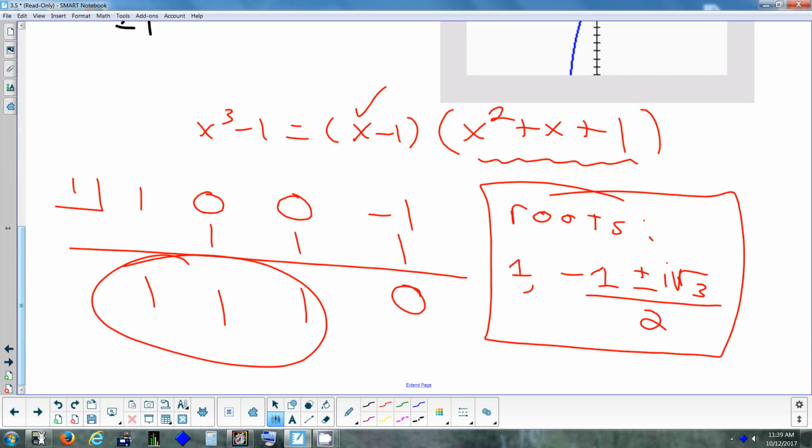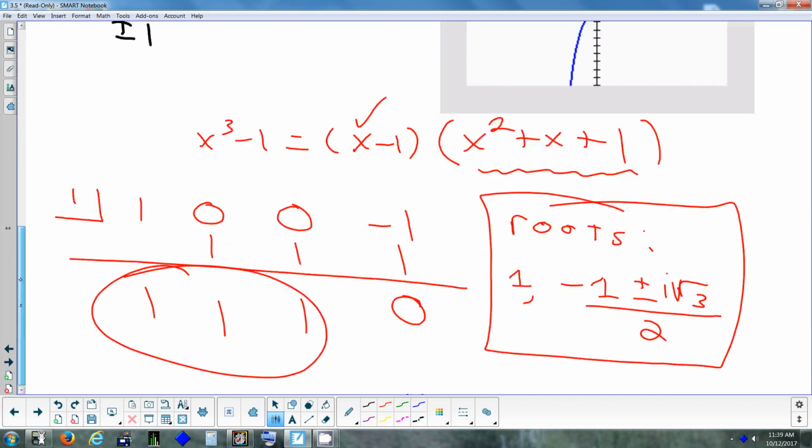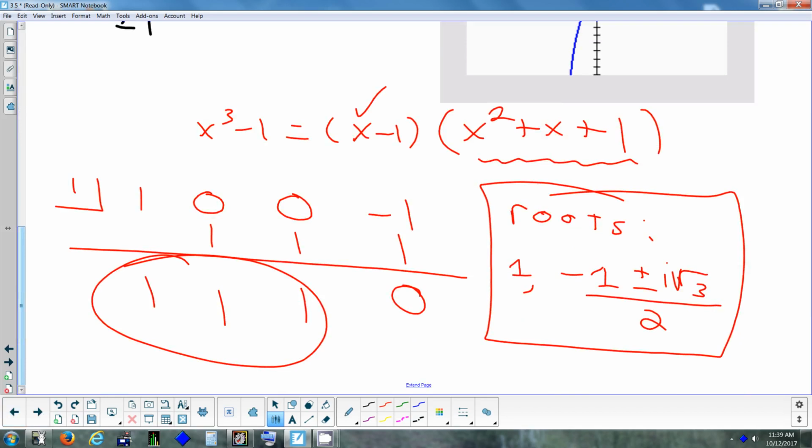So notice how many answers we got. 1, and then the two complex answers. And the highest exponent was a degree 3. So you always get as many answers as the highest exponent, and I count a repeated root as another answer. So like let's say you had x minus 2 as factors twice. You have 2 as a root, and you have 2 as a root. That's two answers. They're just not unique.